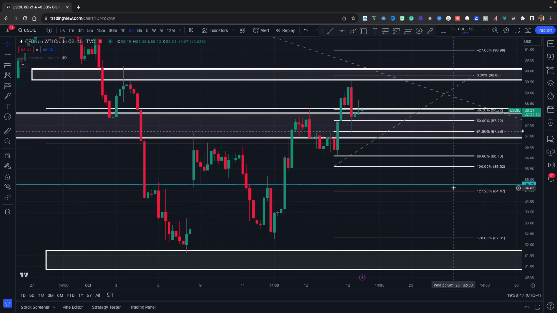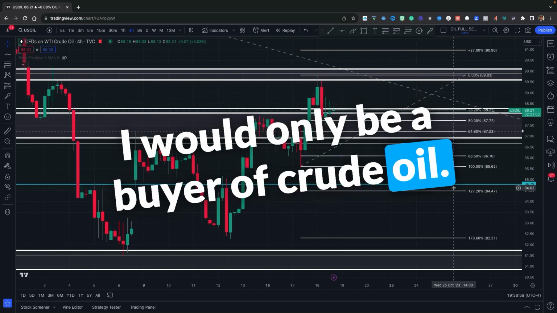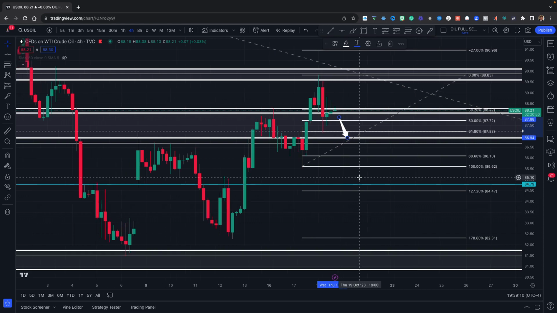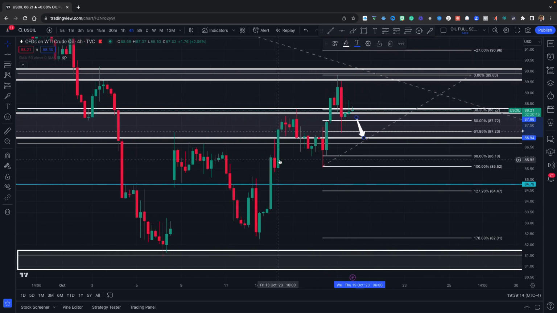Now, again, based on everything that is going on over in the Middle East and everything that's happening overseas, I am not going to be a seller of crude oil. I would only be a buyer of crude oil. So as I begin to think of my game plan, I'm going to want to look at price coming back down deep into this strong area of support here. Okay, previous resistance turned into support.